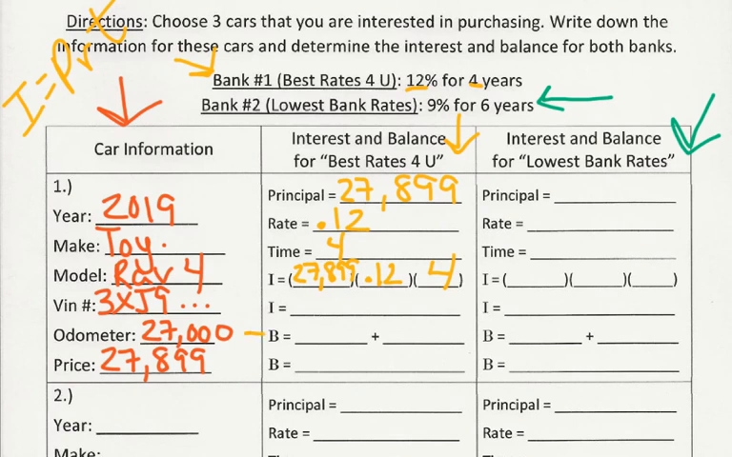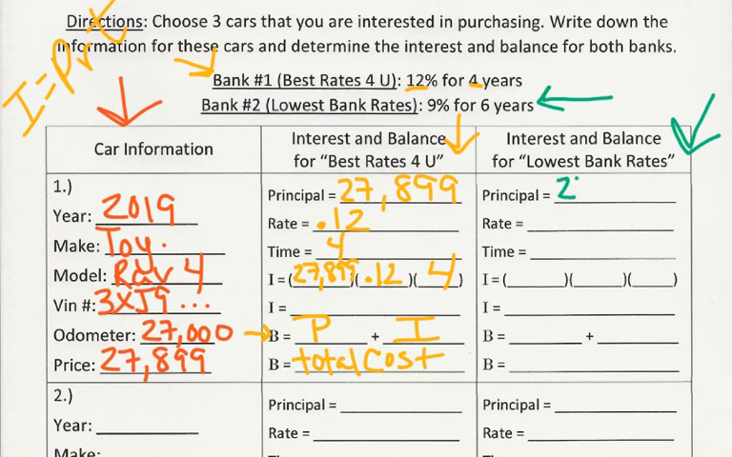Now where it says B equals blank plus blank, what you're going to do is you're going to take the principal amount of your vehicle plus the interest that you just solved for. And then that's going to give you your total cost for your vehicle after the 4 years. And then you would also do the same process now when it came to bank number 2.